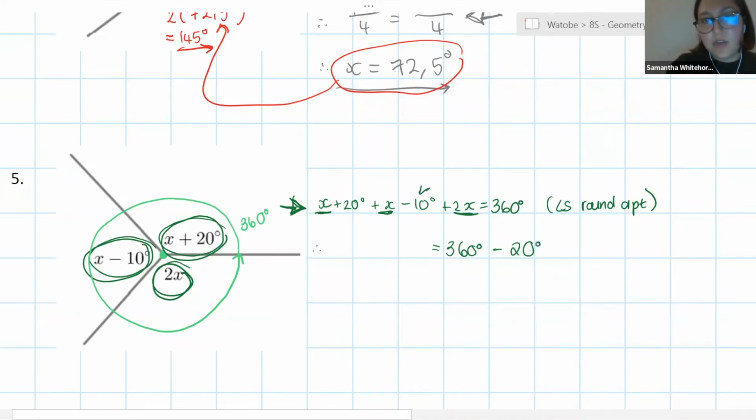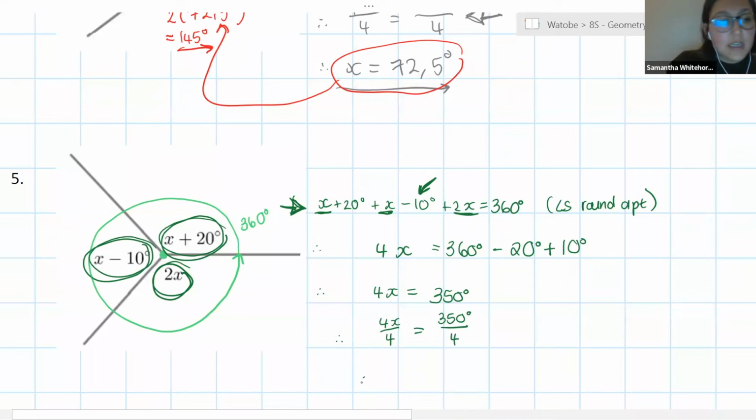Okay, so just be careful. It was minus 10, so our inverse means it's going to be plus 10. Okay. Then I said it was equal to 4x. Then 360 minus 20 plus 10 was equal to 350. Good. And then I divided 4x by 350, which gave me 87.5. Perfect. Okay, so we're going to divide 4x by 4 and 350 degrees by 4. And then exactly as you said, 87,5 degrees. Perfect. Well done.